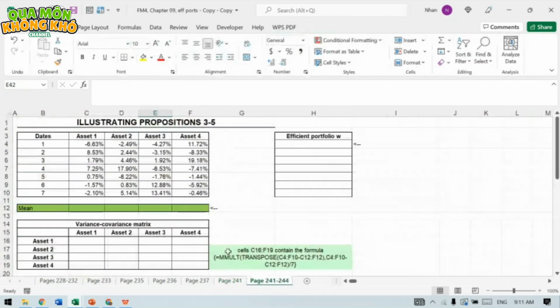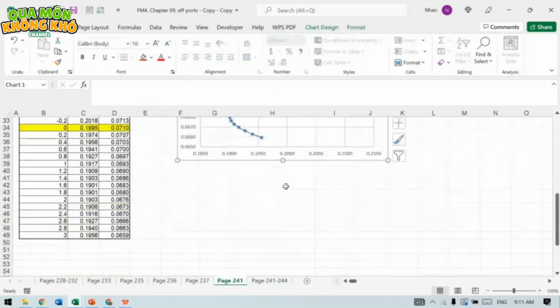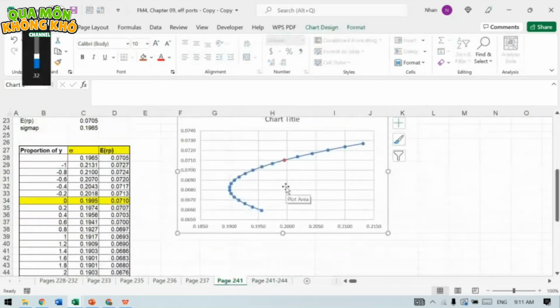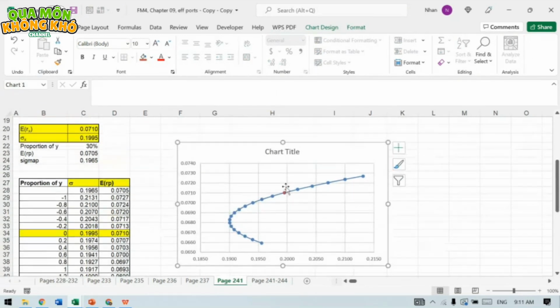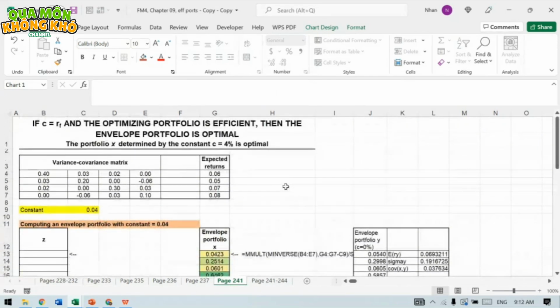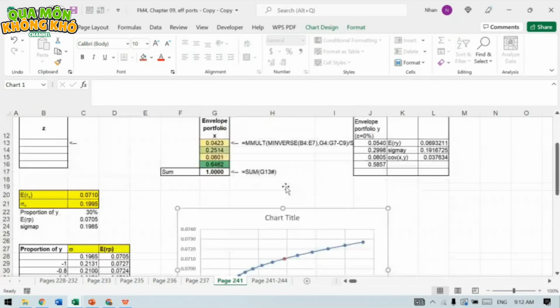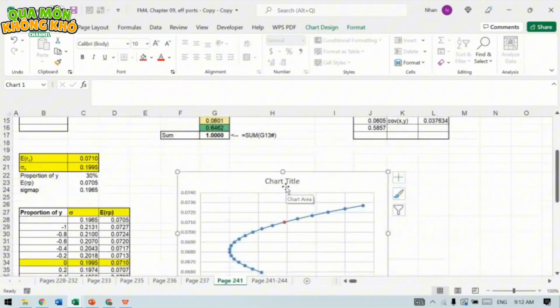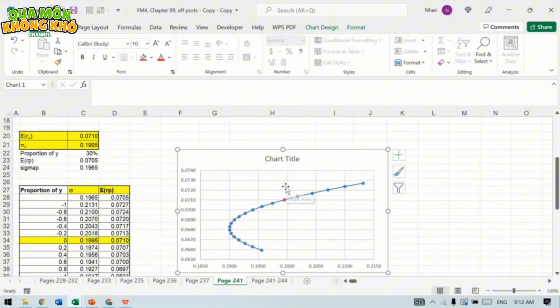But sorry, just go back to the page 241. In this case, you use C equal 4%. Yes. And how can you draw the tendency from the C 4% to the envelope curve, to the frontier curve?